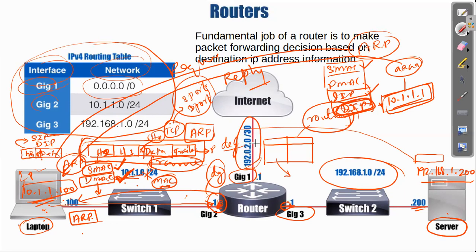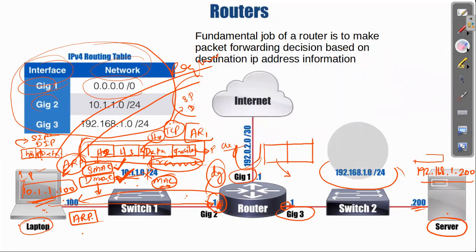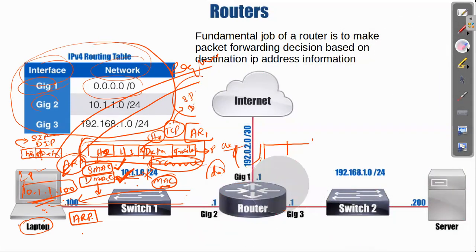This is what is happening here in this data transfer. So this is the function of the router. What is the function of the router? The function of the router is to send the message from one network to another network. It's like a translator.